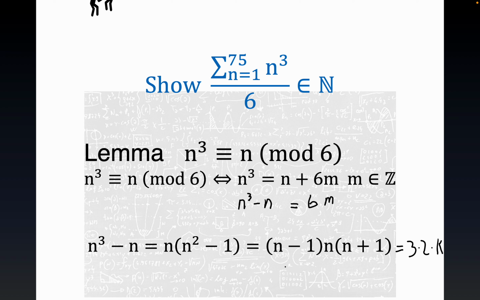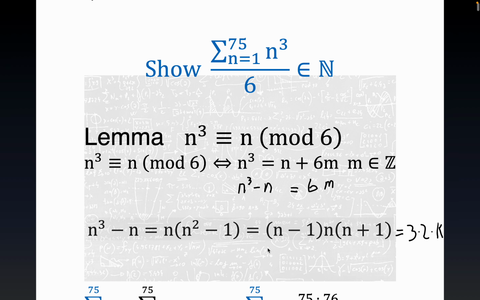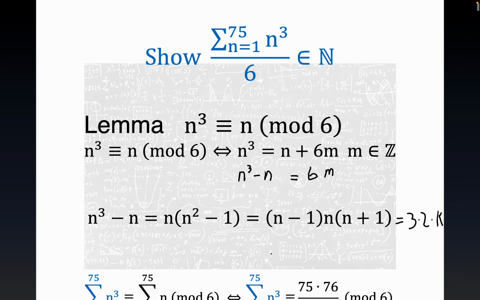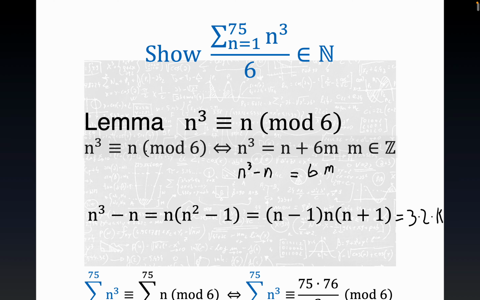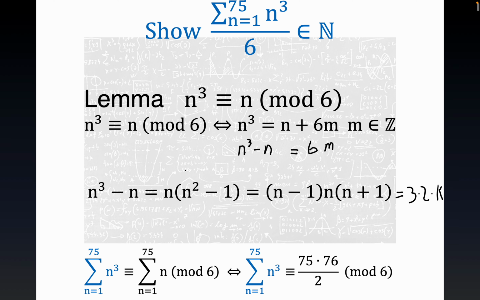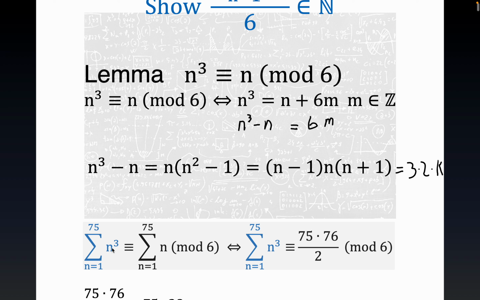And again, you can prove it with modular arithmetic by just checking the remainders 0, 1, 2, 3, 4, 5 in the original, and you'll always get that n cubed is congruent to n mod 6. But anyway, we've proven this lemma, n cubed is congruent to n mod 6. And so you see it's fairly easy at this point. See how n cubed gets replaced by n right here? n cubed gets replaced by n per this lemma.